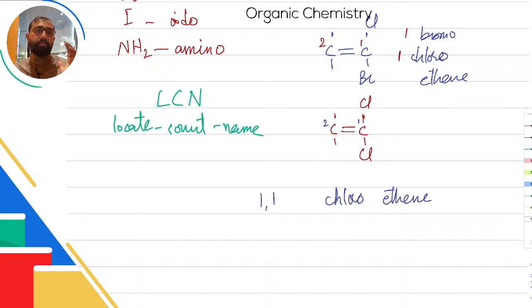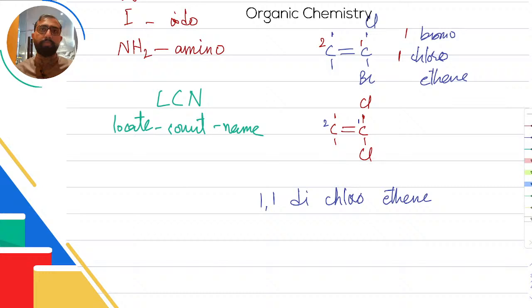1, 1. Then count them. How many chlorine do I have? I have 2 in total, so di. If I had 3, tri. If I had 4, tetra. So 1, 1, dichloro, ethene. And based on that, I can easily identify the name. Examiner will not ask you to name things with so many functional groups, but if they give you the name, you should be able to identify which compound it is.